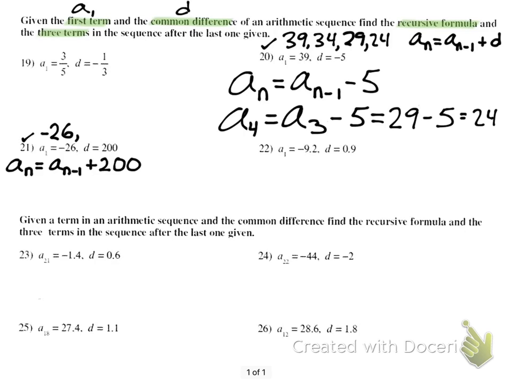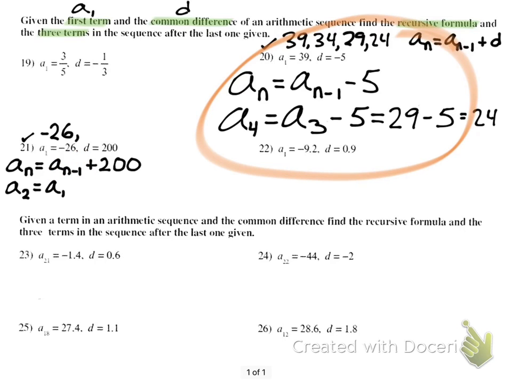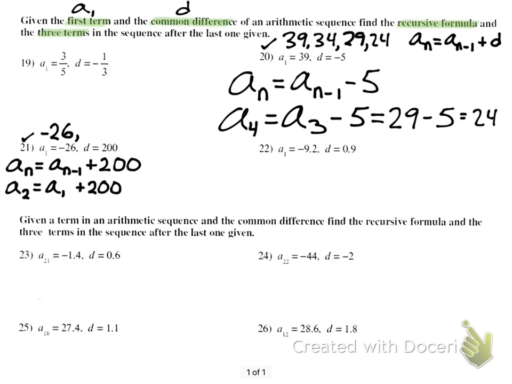Negative 26 is a sub 1, as it says in the problem. Now we're going to try to find a sub 2, so that's going to equal a sub 1, because again, n is 2, 2 minus 1 is 1. If you need to rewind the video to go back and look at this problem for that explanation again, do it, because it is the exact same idea being talked about right now. Then you're adding 200, and a sub 1 was negative 26 plus 200, that's going to give you 174.